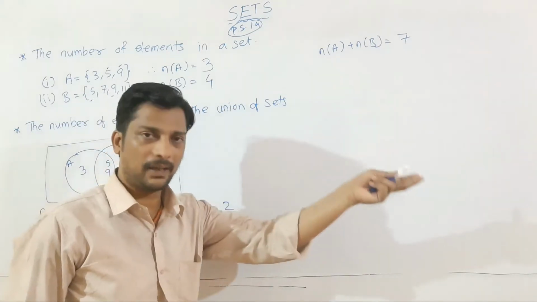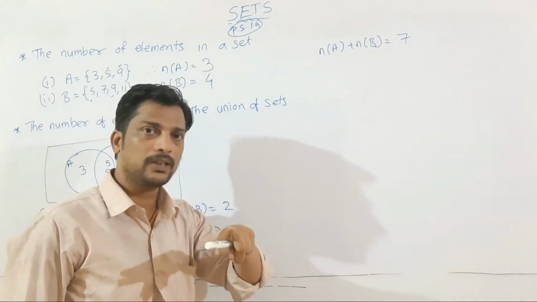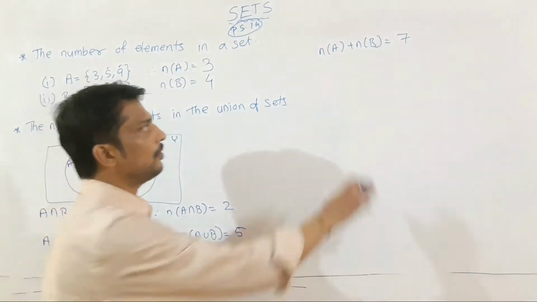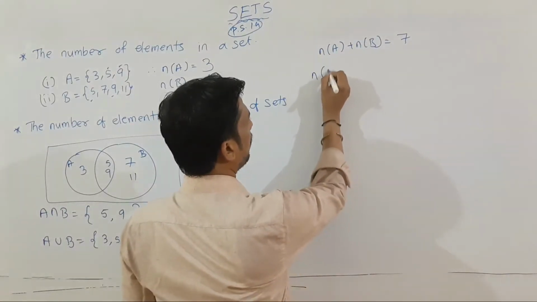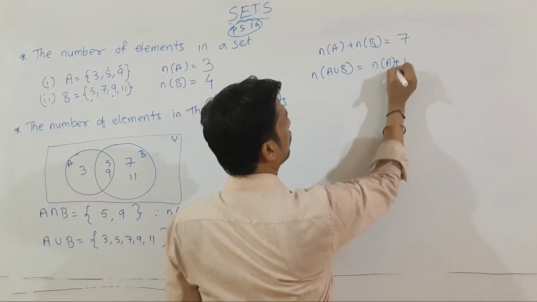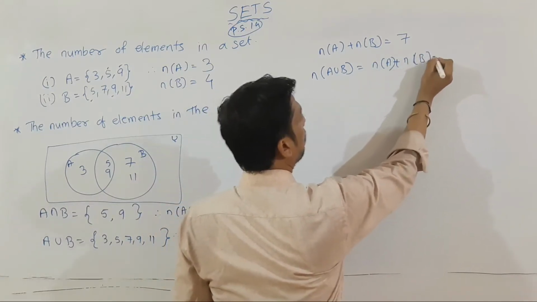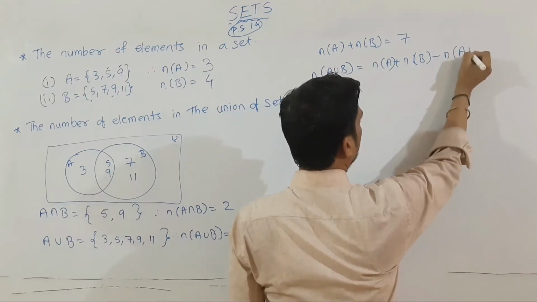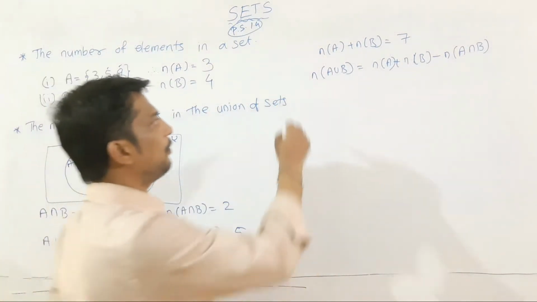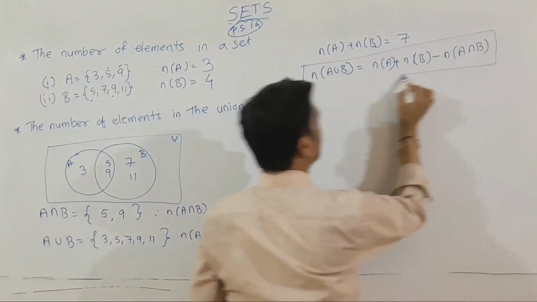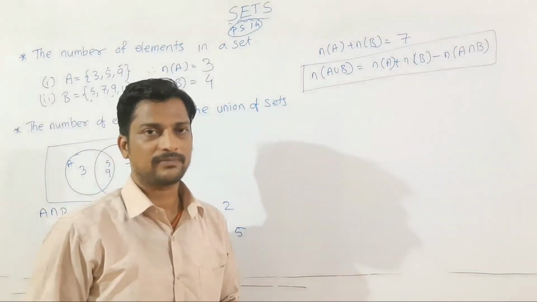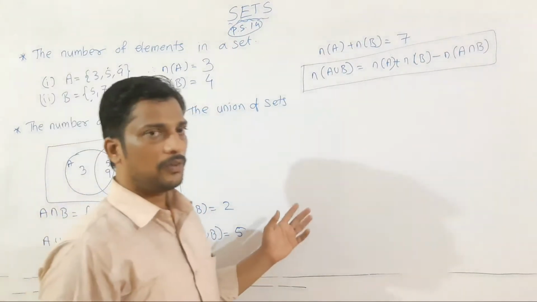So I have to subtract them, because whenever we are writing the union, we neglect the repeated numbers, isn't it? So n(A union B) is equal to n(A) plus n(B) minus n(A intersection B). Get it? So this formula we will be using while solving the sums of practice set 1.4. Get it? So if you need, you can note it down.